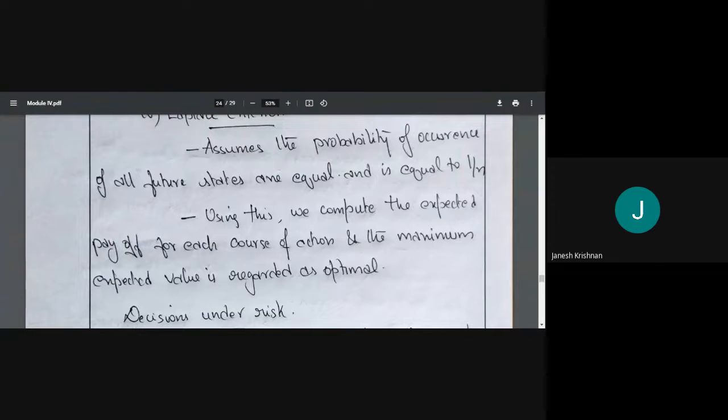Okay. Laplace criteria. What is the condition here? Here what happens is you are assuming that the probability of occurrence of all future states is equal. Okay, lockdown to be extended or lockdown to be ended. These are two states of occurrence. So in this case, we assume both are equal. That is, two possibilities are there. So 1 by 2, 1 by 2. Then we'll make the computation. We'll calculate and find out the expected result. Whichever gives us the maximum expected value is regarded as optimal. We'll choose that decision, right?